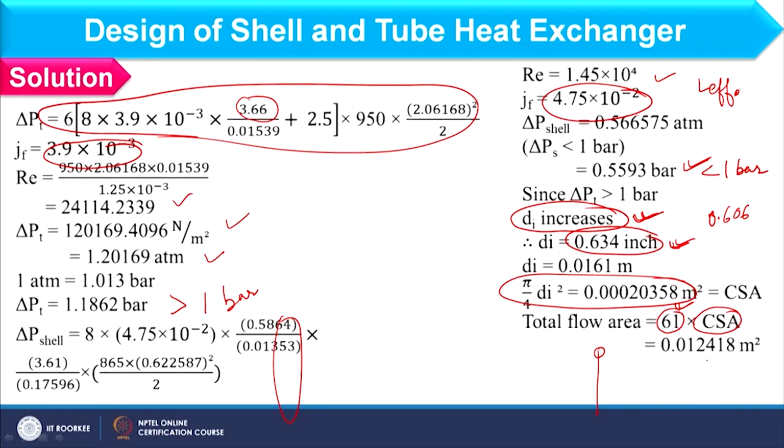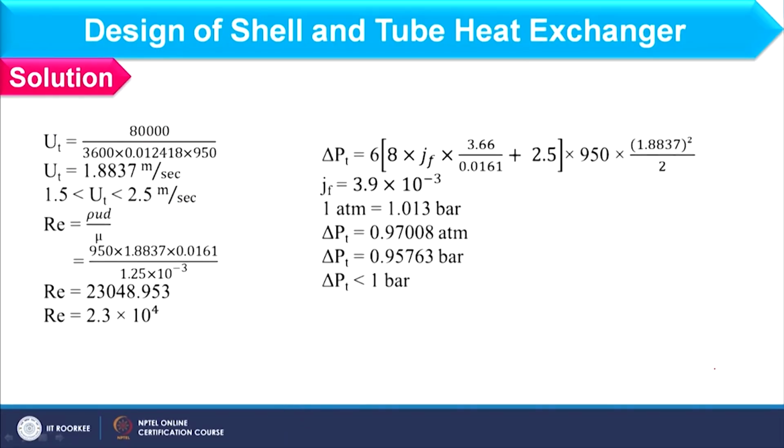So, total flow area you can obtain as 0.012418 meter square. So, now we have the total flow area. Now, we can further find out the pressure drop or velocity in tube side, okay. So, first of all we will proceed for velocity calculation.